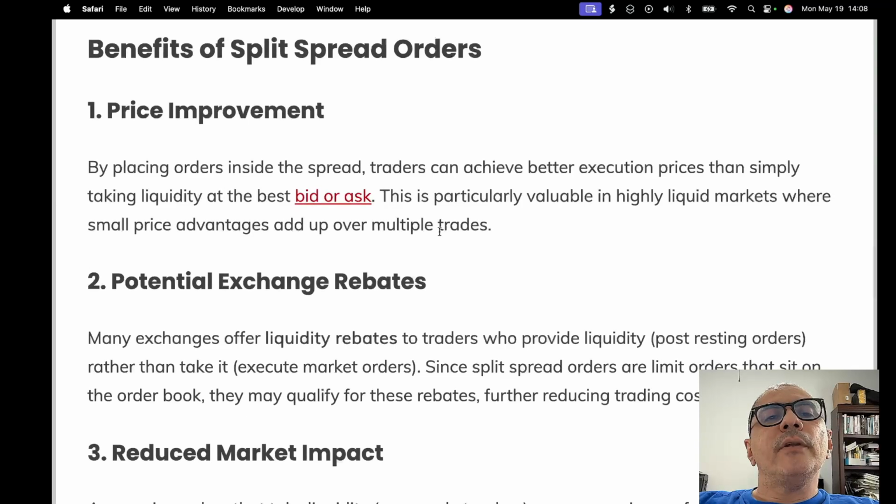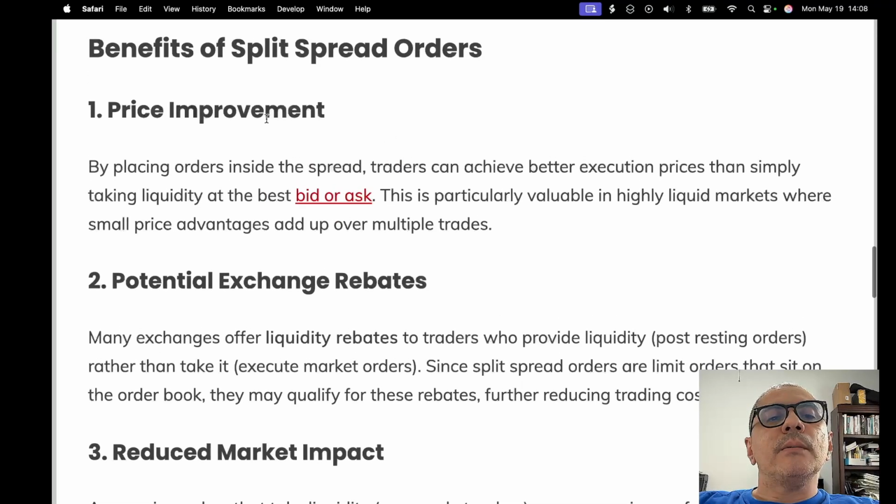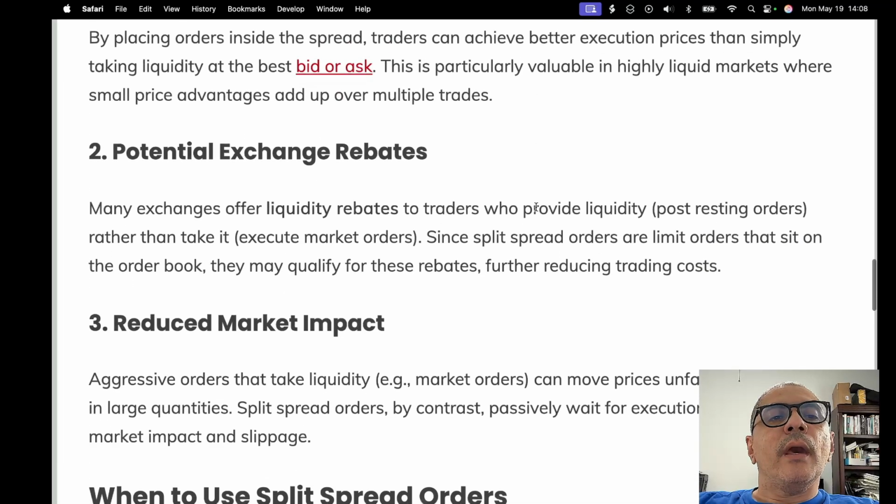Let's talk about the benefits of split spread orders. First is price improvement. In other words, you're going to pay slightly less than the value that is currently displayed in the market. We can also have, as I mentioned, potential exchange rebates. Many exchanges offer liquidity rebates to traders who provide liquidity.